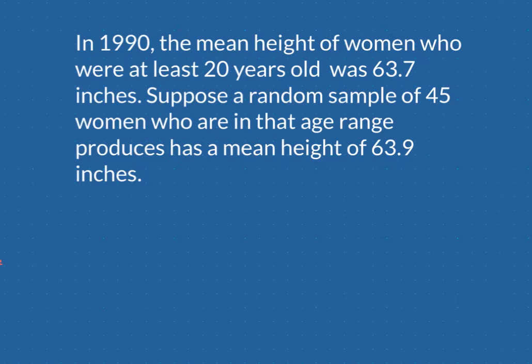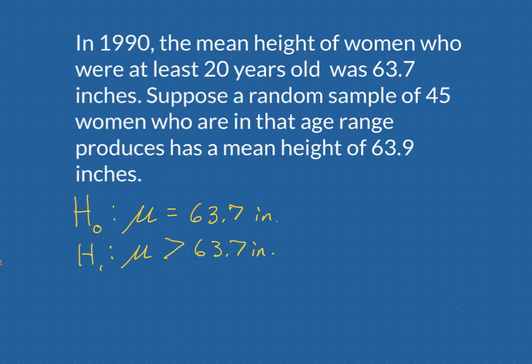So that's going to be our alternative hypothesis. The null hypothesis will be that the mean height of women has not changed. So the population mean equals 63.7 inches. The alternative hypothesis will be that the mean is not equal to, but the mean is greater than 63.7 inches. We're not going to worry about the 63.9 inches. We're testing the null hypothesis. So we're looking for a result that is greater than 63.7 inches. So this is going to be a right-tailed test.